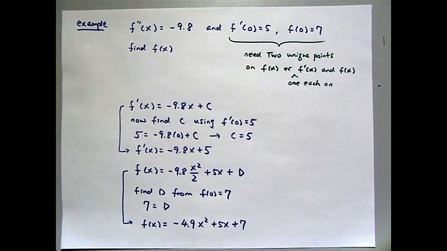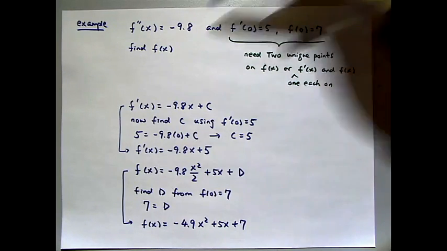Anyway, that's what we get, right? You need 2 points on the original graph, or 1 point on the derivative and 1 point on the original graph. If you have a triple derivative, then it gets more complicated, but the same idea applies.